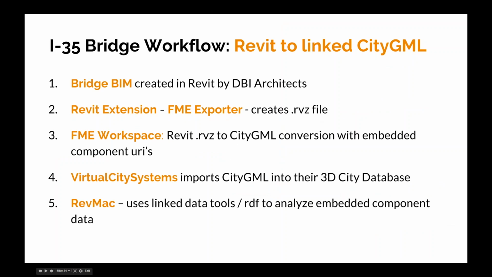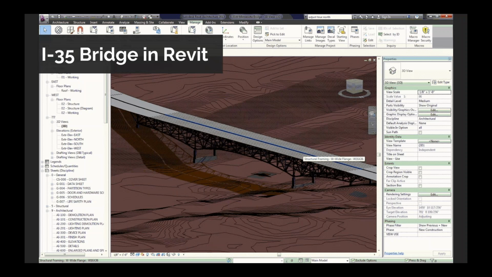Just a quick footnote about the bridge demo project. The Revit model was created by DBI Architects, and there is the Revit extension, which is actually free, by the way, so you can download that from safe.com. Anybody who has Revit can use that to generate an FME export. Then we converted that data to CityGML, which was loaded by Virtual City Systems into their 3D database. And then our friend Alex Carmen over at RevMac did some downstream analysis using linked data tools, and there's a webinar on that you can check out later. That's what it looked like in Virtual City Systems.